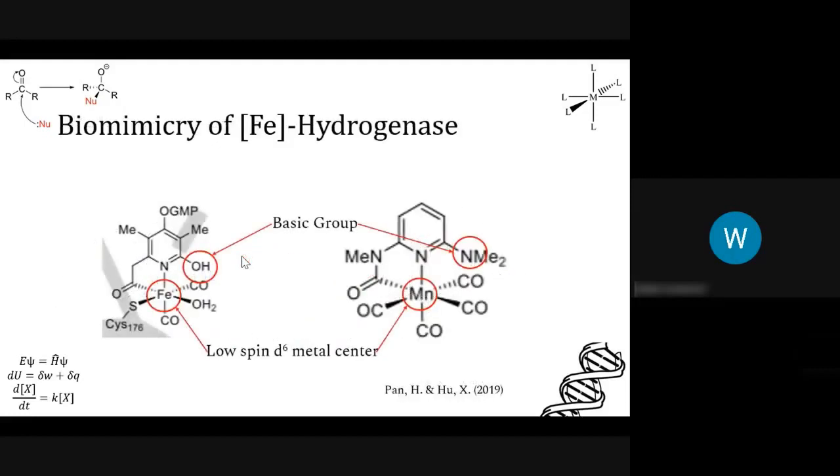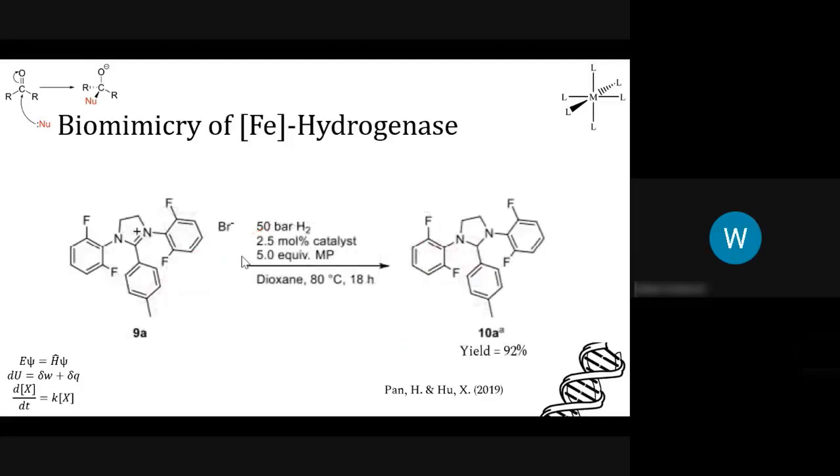And now let's look at the biomimicry of this enzyme. A few scientists developed this new catalyst, which has a similar structure as iron hydrogenase. But instead of an OH as a basic group, it now has an amine group. And instead of a low spin d6 iron(II) center, it now has a low spin d6 manganese center.